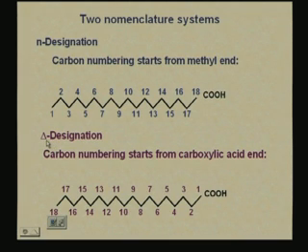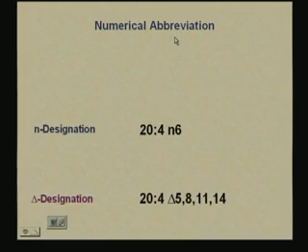So, if you are to write the structure of any particular fatty acid, there will be a specific nomenclature that you will follow, and that nomenclature will be the delta designation, where the numbering will begin from the carboxylic acid end, not the N designation. Now, how does this help us? In the next slide, we see the nomenclature as to how we can write.